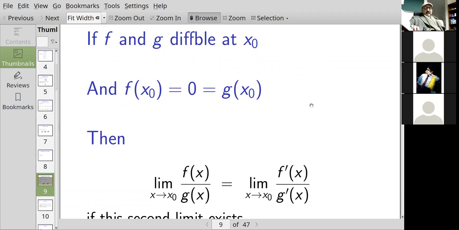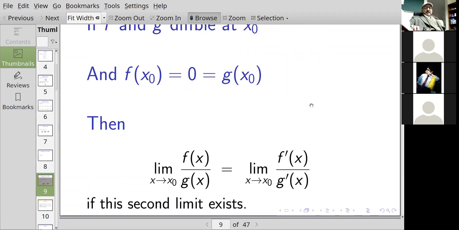If f and g are differentiable at x naught, and f of x naught equals 0, and g of x naught equals 0, then the limit as x goes to x naught of f of x over g of x is equal to the limit as x goes to x naught of the derivative of f at x divided by the derivative of g of x. So once again, if f goes to 0 at x naught and g goes to 0 at x naught, and you would have the form 0 over 0 with a naive substitution, then you can instead evaluate the limit as x goes to x naught of the derivative of f divided by the derivative of g, if this second limit exists, right? So L'Hopital's rule is not necessarily guaranteed to help you out, okay? But a lot of the time it can, okay?